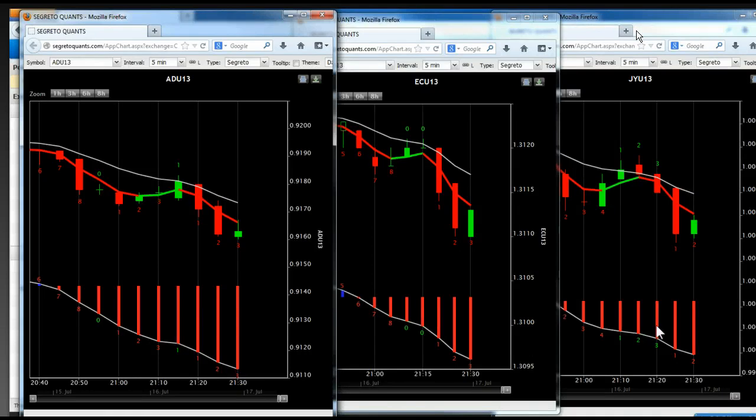But wouldn't it be cool if this one were to do it first and give you a great entry? And then a couple minutes later, this one does the same thing. And then this one does the same exact thing. There's 3 entries with 3 ticks per trade. It's 9 ticks. It's not a bad day.